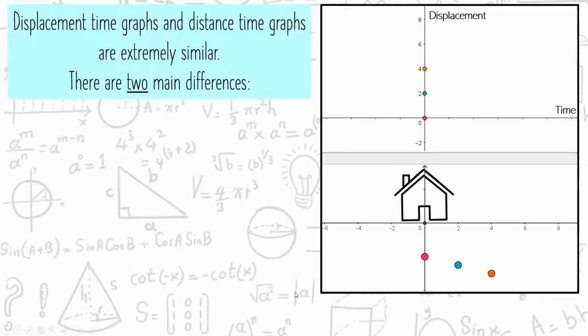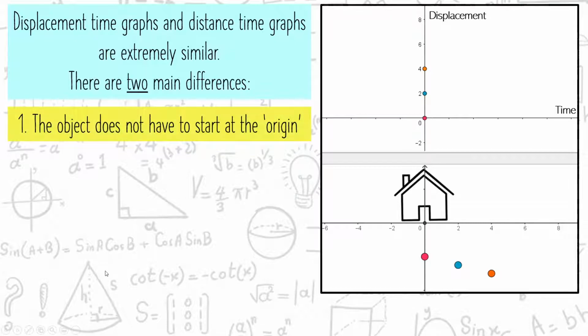Now, displacement time graphs and distance time graphs are extremely similar to one another, so we can piggyback a lot of ideas from that other topic from GCSE maths. There are two main differences, and the first is that the object does not have to start at the origin. So you can see here I've got three objects. One of them is starting at the origin, this pink object here, but we've got these two other objects that are 2 and 4 meters away from the origin respectively, and you can see that is indicated by the different heights on our displacement time graph.